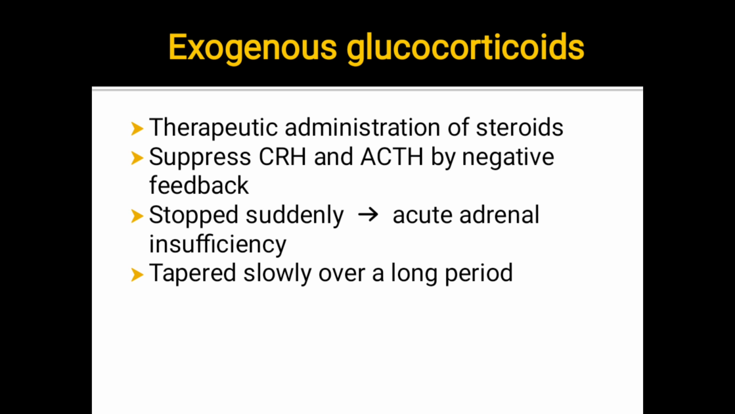When stopped suddenly, the hypothalamus and pituitary will not be able to produce CRH and ACTH, and subsequently cortisol, on the very next day of stopping the therapeutic steroids. It needs around 10 months to regain its original form to produce the physiological quantities of cortisol. So, this can lead to acute adrenal insufficiency, which can result in fallen BP, and the patient may even die of adrenal crisis if the steroids are suddenly stopped.